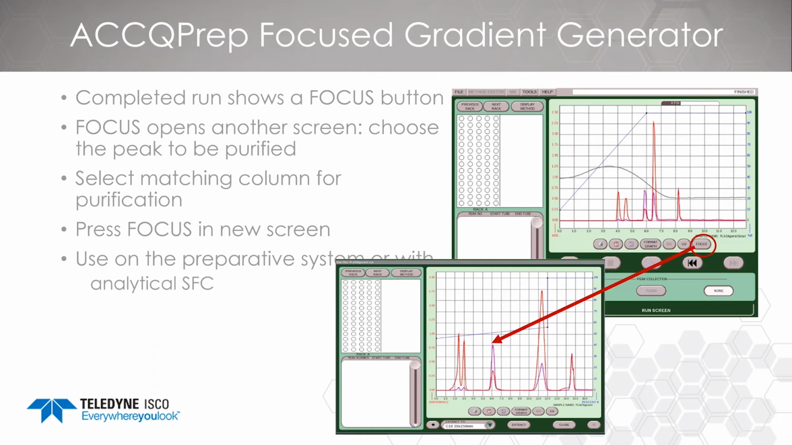In this example, the peak at 5.8 minutes was chosen, which is the third eluting peak. We also made the analytical calibrations easy, so an analytical scouting run from most analytical SFC systems can be used to determine AccuPrep SFC focused gradients.